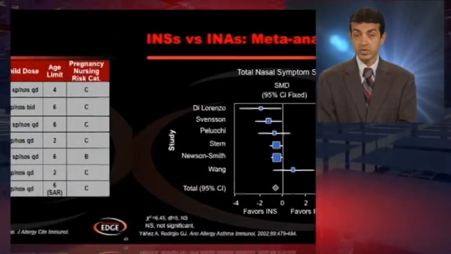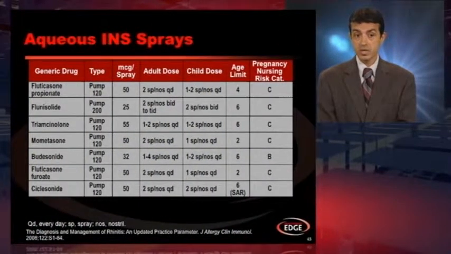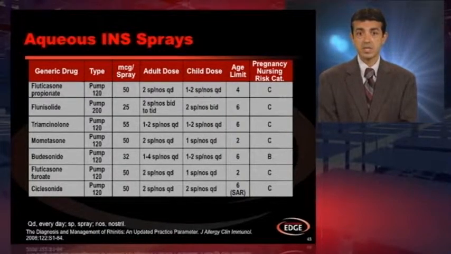These are the aqueous intranasal steroids that are currently available on the market: fluticasone propionate, flunisolide, triamcinolone. I won't read them all. You can see them. You can see their formulation, the adult dosing, the pediatric dosing, their pregnancy category. Budesonide's the only one that has a pregnancy category B.